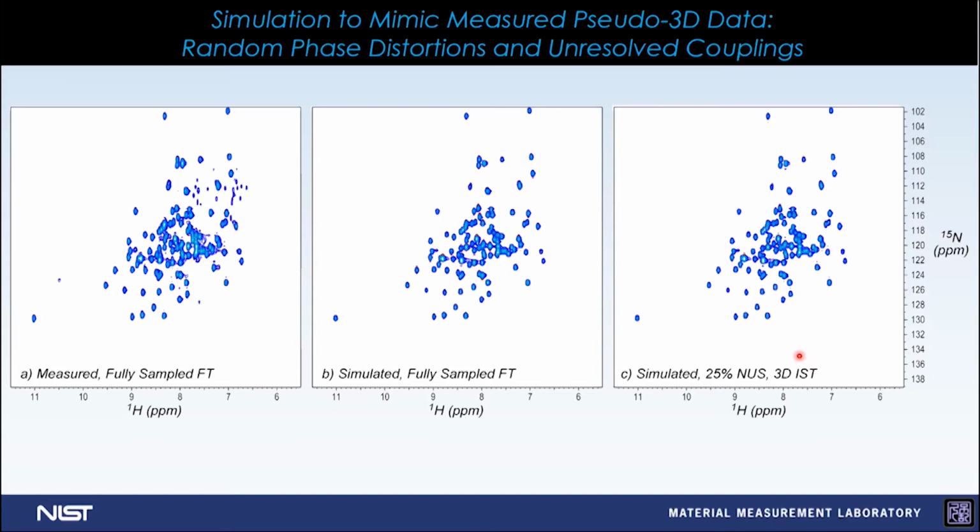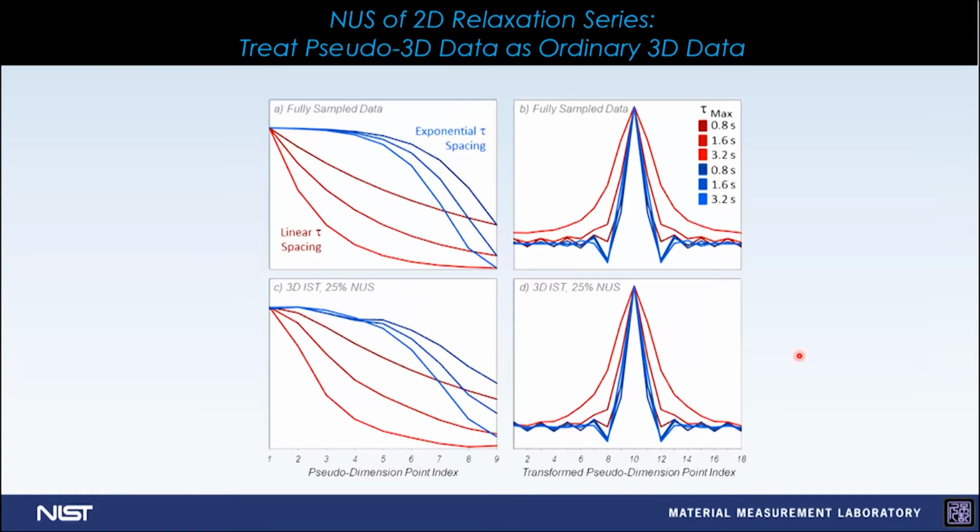And so what this ability to simulate realistic time domain data means for us is that it's very easy for us to generate data that can be resampled with different non-uniform sampling schemes, but it also allows us to very conveniently create examples where the spacing of tau values in the pseudo third dimension is linear or random or exponentially spaced.